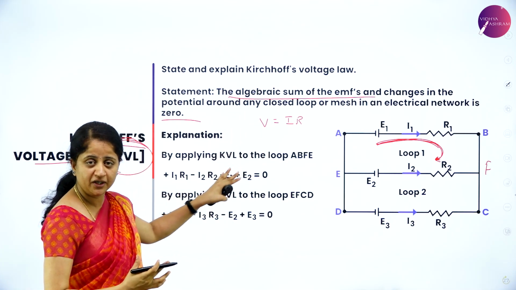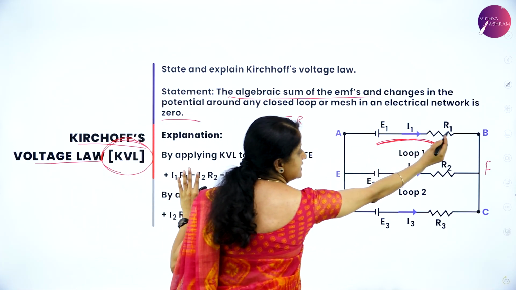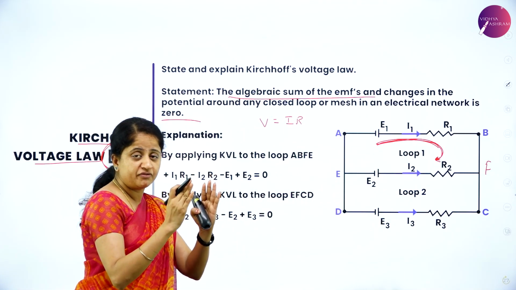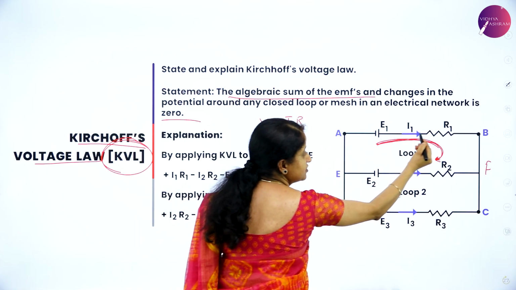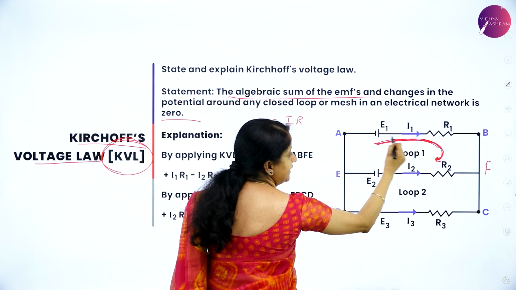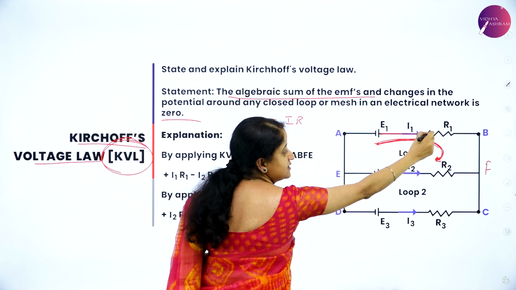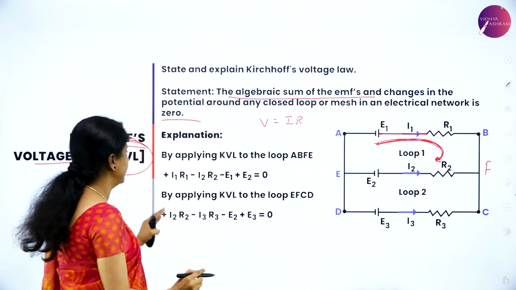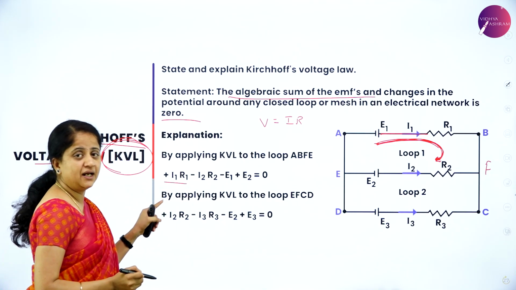So V is nothing but the potential. The IR product is considered positive if the direction of our observation is along the direction of current through the resistor. Now I am looking at it this way, and the current is also moving this way across the resistor, then it must be positive. So it is plus I1 R1.